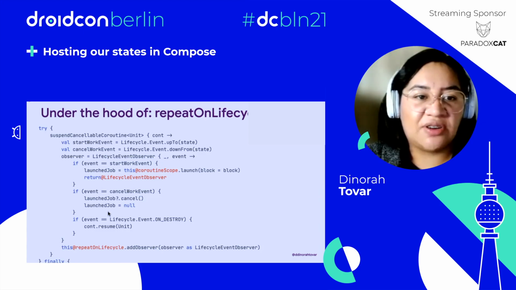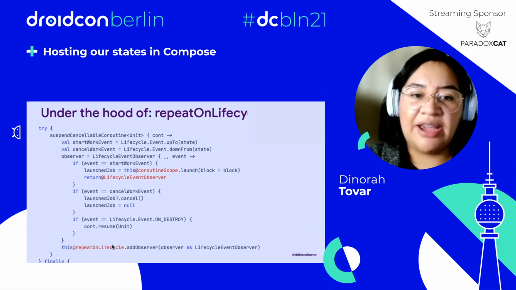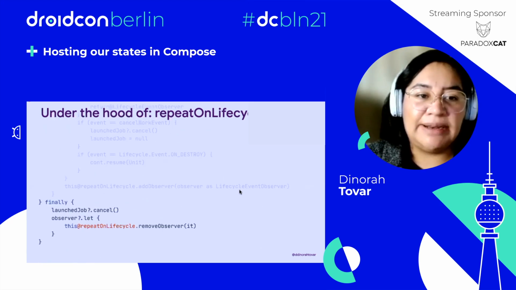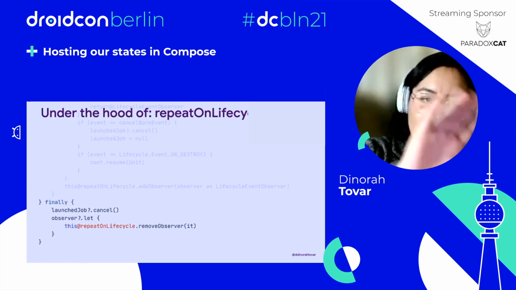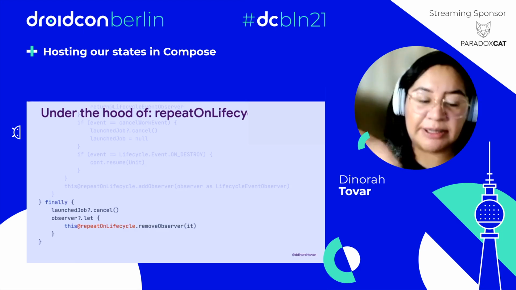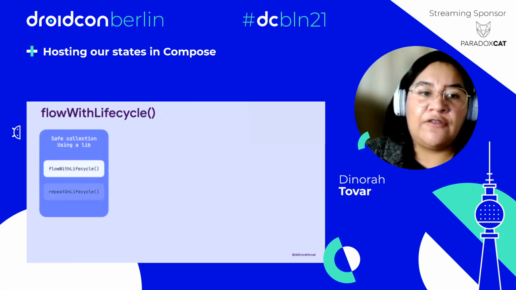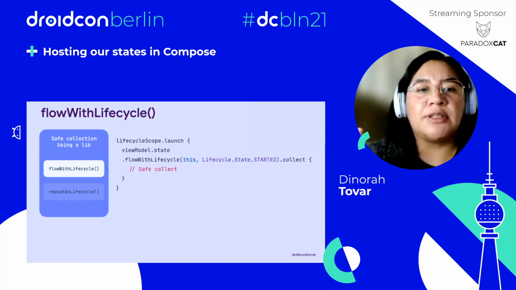Make sure that everything is correct. It adds the observer, and once the observer is added to the lifecycle event observer, pretty much that's it. Once it's done, it's canceled, and we can remove the observer. For the other part, for the flow with lifecycle, we have something like this.